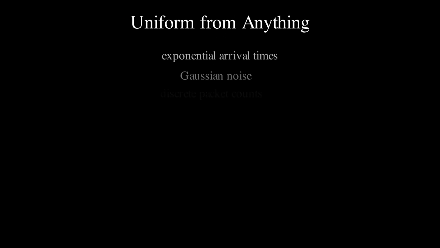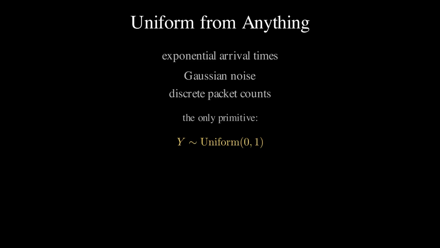Start with the engineering problem. Simulations need random variables of every shape: exponential arrival times, Gaussian noise, discrete packet counts. But the computer offers exactly one primitive, a routine that returns a value uniformly distributed between 0 and 1. The goal of this video is to manufacture everything else from that single routine.